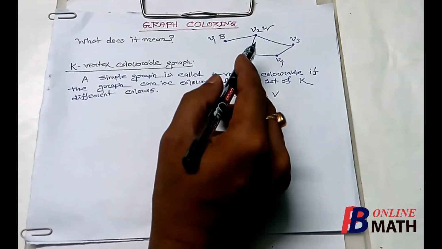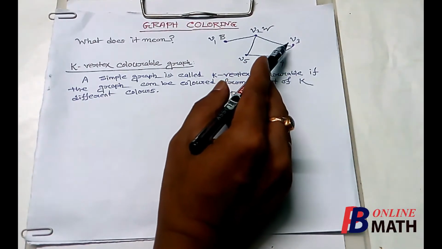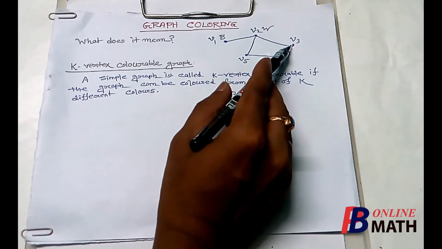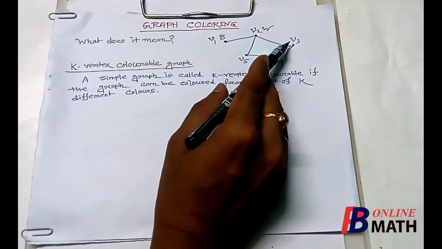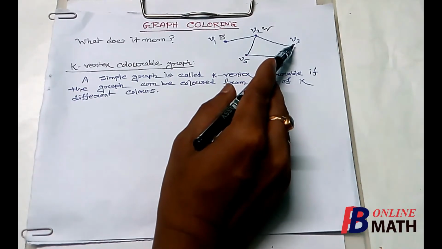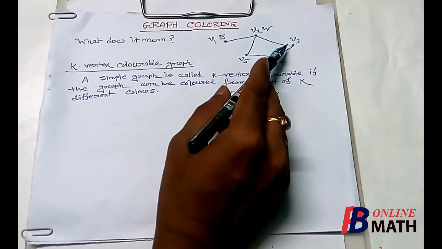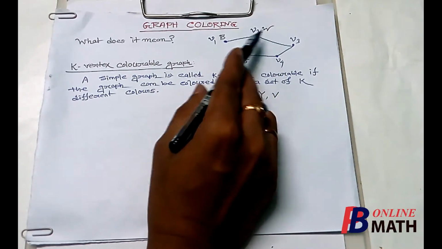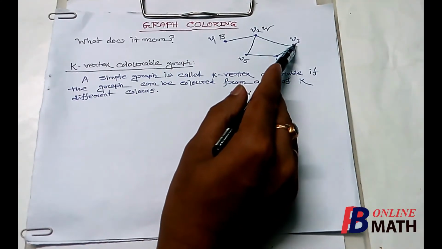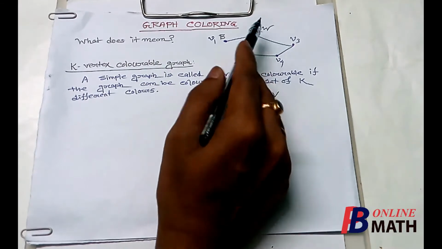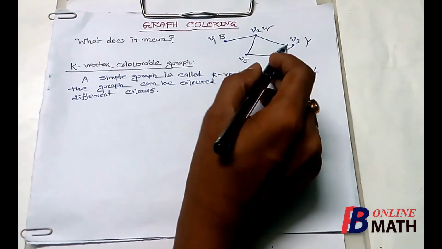Next we consider the vertex V3. Here we find that V3 is adjacent to V2. So we can't assign the white color to V3 because it is adjacent to V2. We have to assign a different color to V3. We can assign any color except white. Suppose we assign yellow color to the vertex V3.